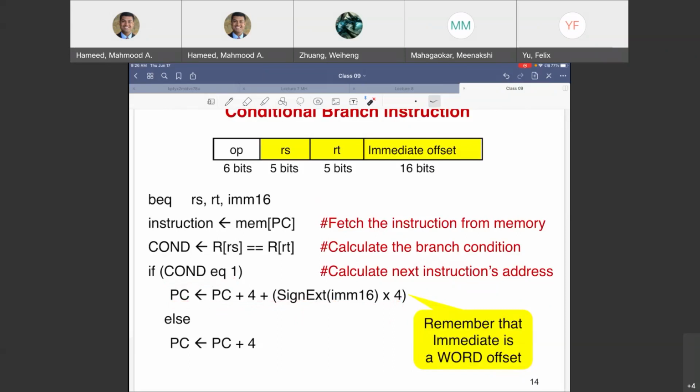Why are we multiplying by 4? Because the branch offset is in words. You convert it into bytes. That's how you compute your offset. Else, you just go to the next instruction, which is PC equals PC plus 4.